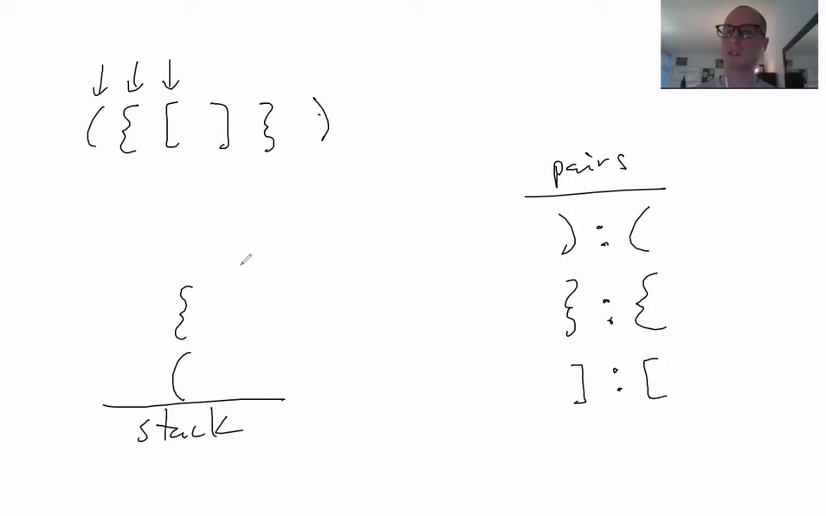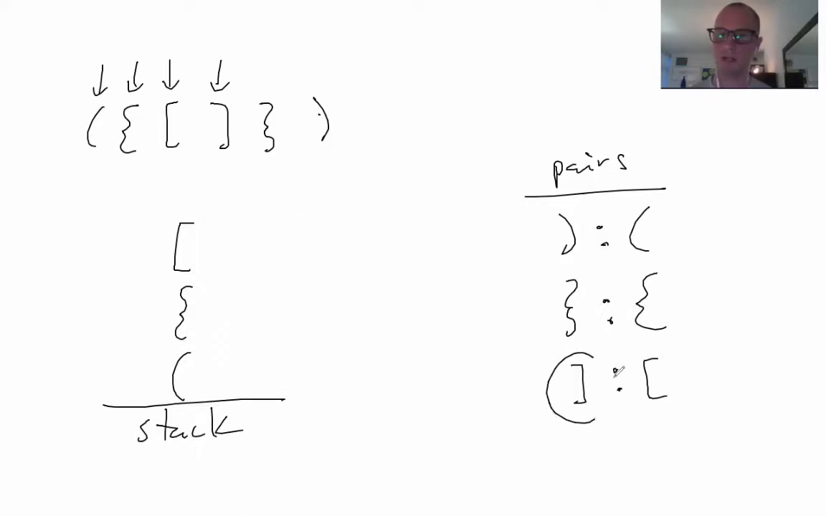So we'll check to see, is this a closing bracket? It is not a closing bracket. It's not a key in our pairs object, so we can't do anything with it, and we'll push it onto our stack. And so we will now check to see, is this next character in the string a key in our pairs object?